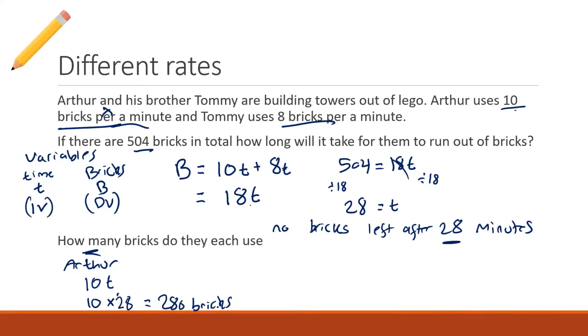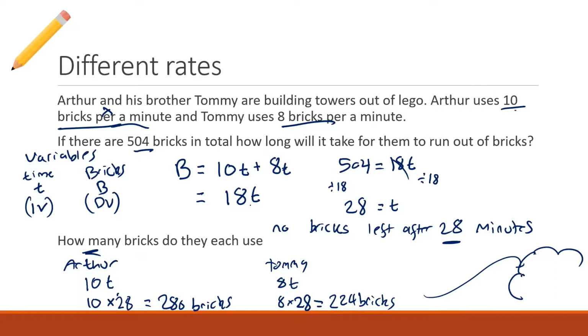Okay? Whereas his brother, Tommy's a bit slower. He usually uses 8 bricks per minute, which is going to be 8 times 28. So 8 times 28, 224. If you add, just as a quick point over here, 224 plus 280, well, that's going to give you 508.